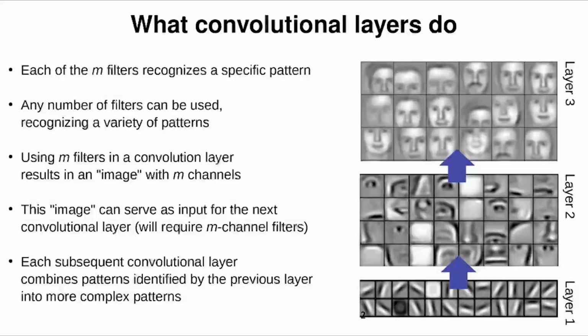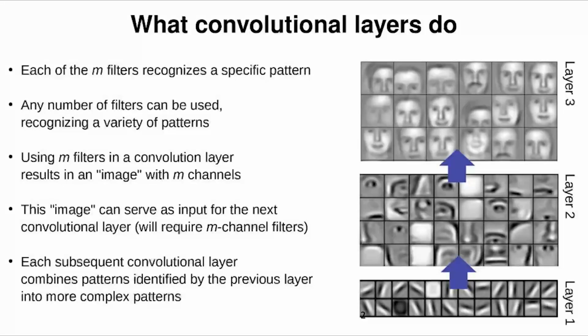Let's try to understand what the convolutional layers in the CNN accomplish. As we have seen earlier, each of the M filters that we use to construct the convolutional layer can be trained to recognize a specific pattern in the image. Any number of filters can be used, recognizing a variety of different patterns. Using M filters in a convolutional layer results in an image with M channels. Each of these channels then contains information about a specific type of pattern.